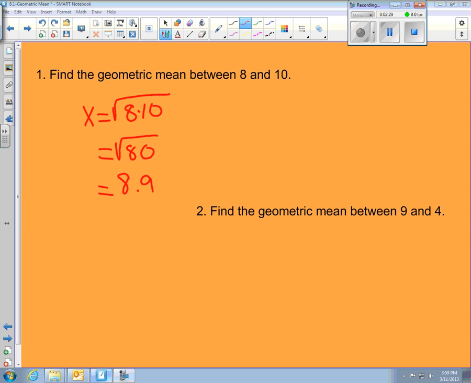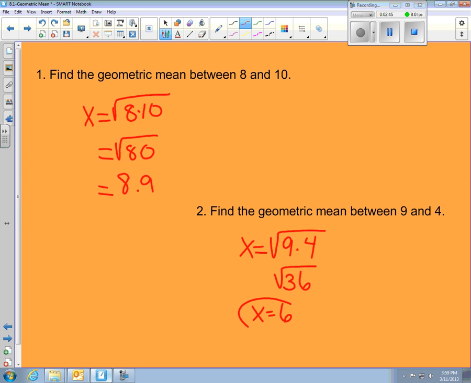All right, so looking at the second problem, let's get it set up. We have x equals the square root of 9 times 4. And go ahead and take 9 times 4. We get 36. And the square root of 36 equals 6. So finding the geometric mean between two numbers is pretty basic.